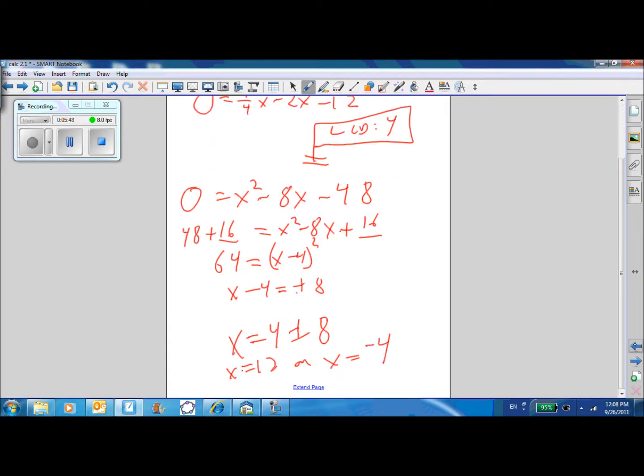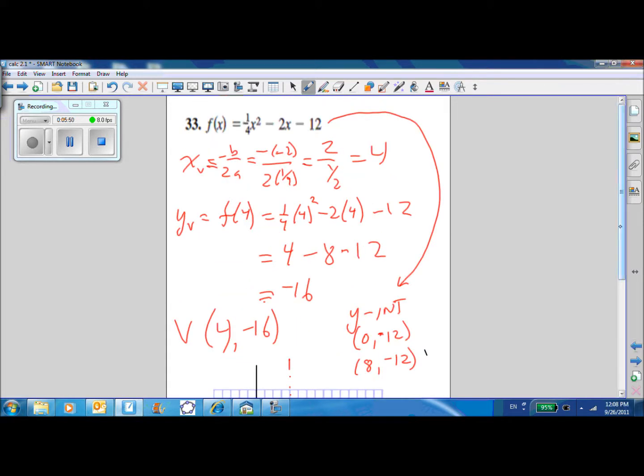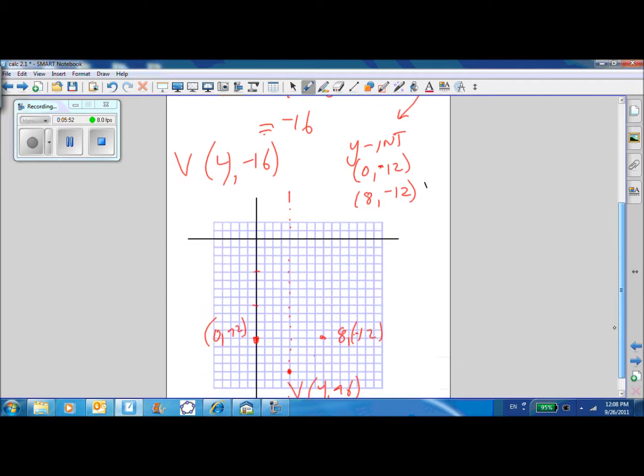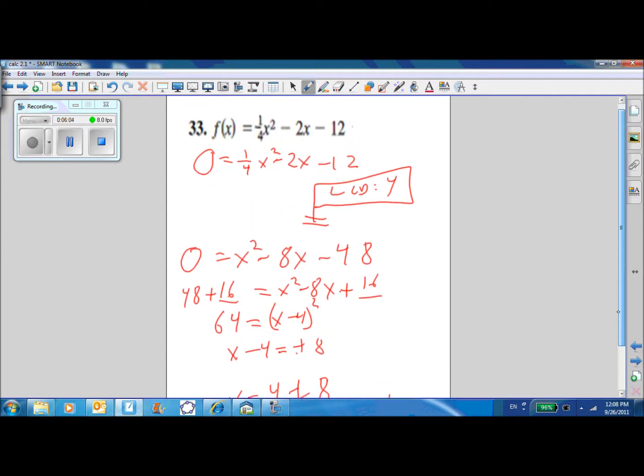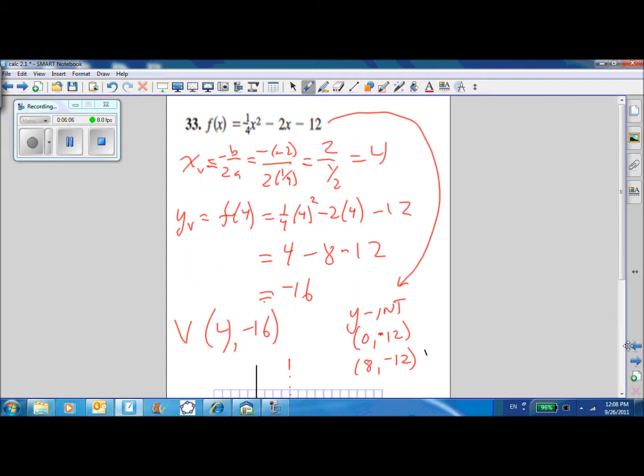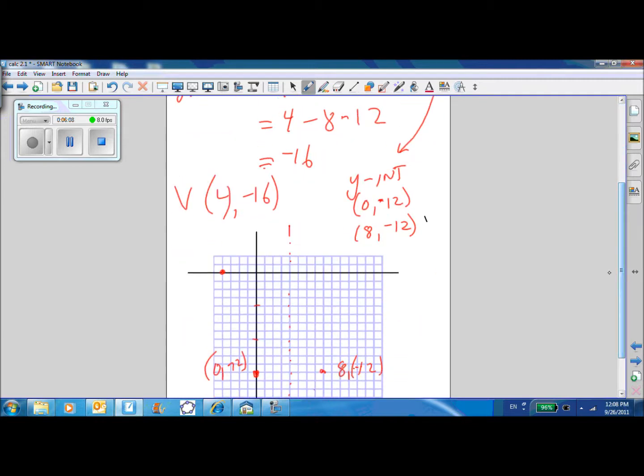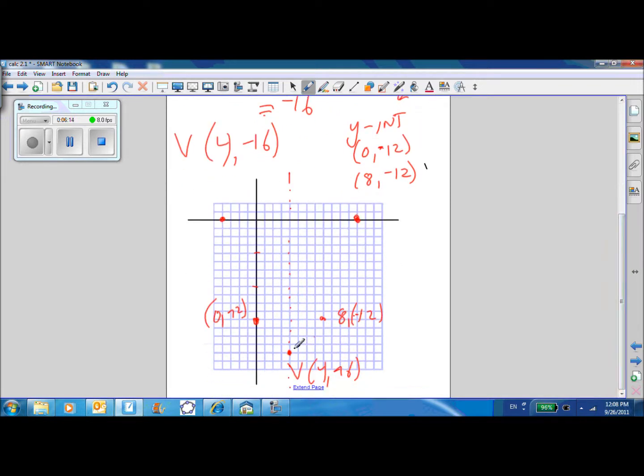These plot on our previous graph. Negative 4 there, and I think the other one was 8. No, the other root was 12. So let's find 12. 4, 8, 12. There we go. And that looks like a pretty good parabola graph.